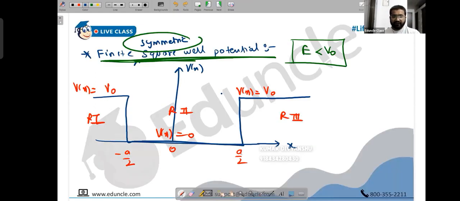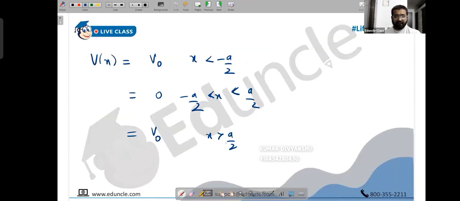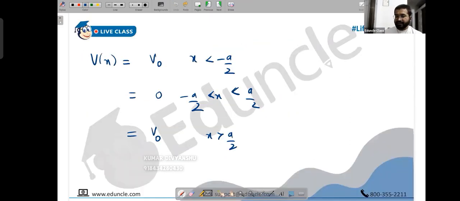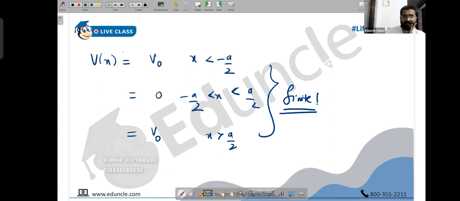For x less than minus a by 2 it is V0, for x greater than a by 2 it is V0, and between minus a by 2 and a by 2 it is 0. Remember, it's discontinuous. Potential is not continuous. There is a sudden jump. However, since potential is finite, wave function will be continuous.